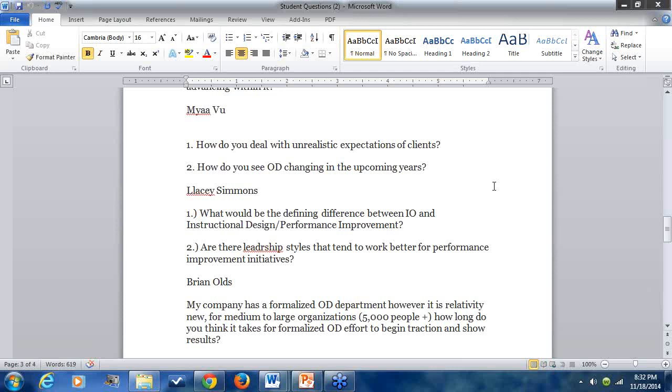Are there leadership styles that tend to work better for performance improvement? I think leadership styles that are engaging, that want folks' input, that want folks' ideas, that want people to be a part of creating their own future, those are the people who get stuff done. They're the leadership styles that I think work. Okay.